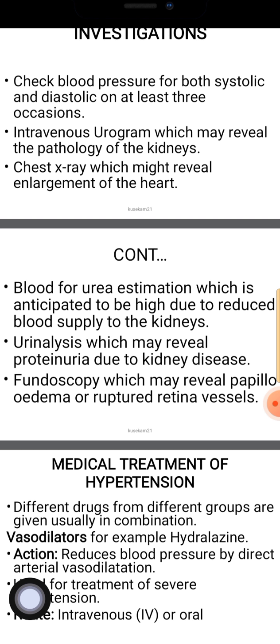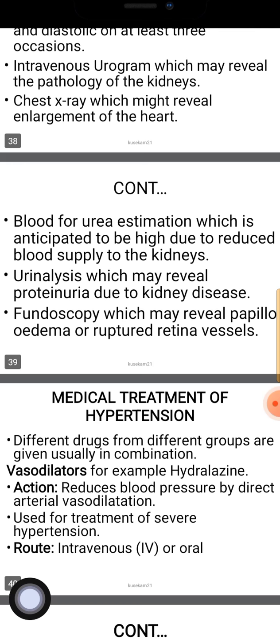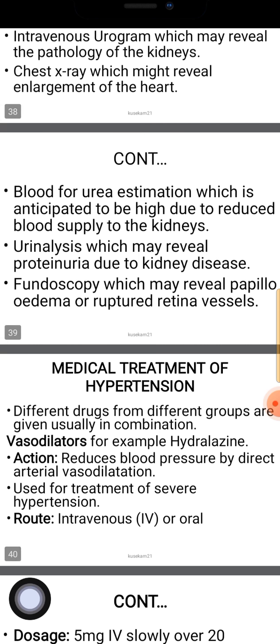So when you check blood pressure on at least 3 occasions, then you classify what type of hypertension it is. Then you do chest x-ray. This will show up the internal organs. So we have talked about the cardiomegaly. So we are doing chest x-ray to rule out what? Enlargement of the heart, or to check for enlargement of the heart.